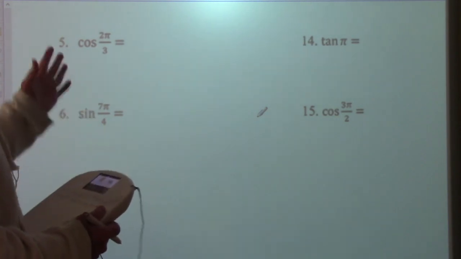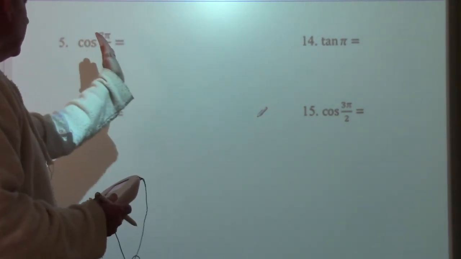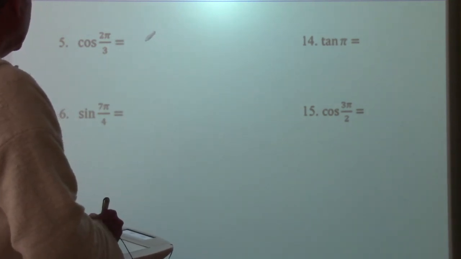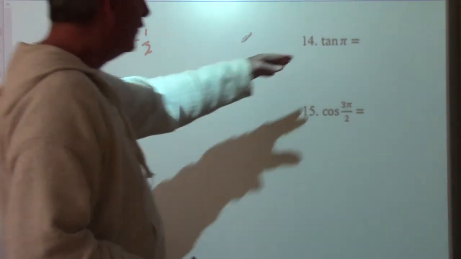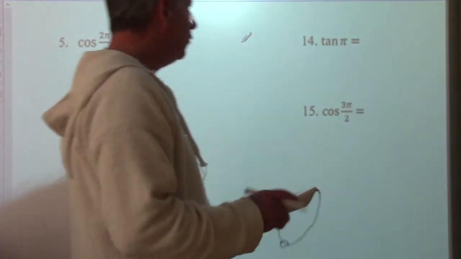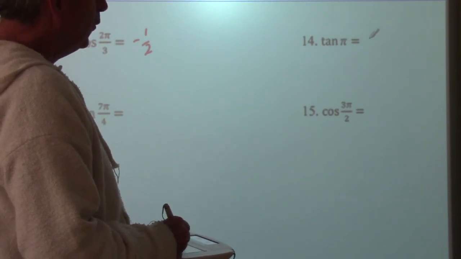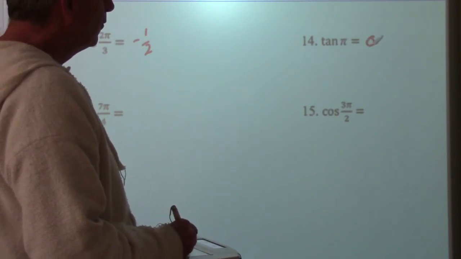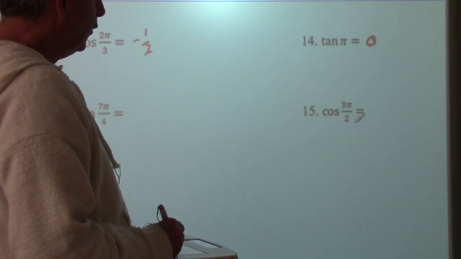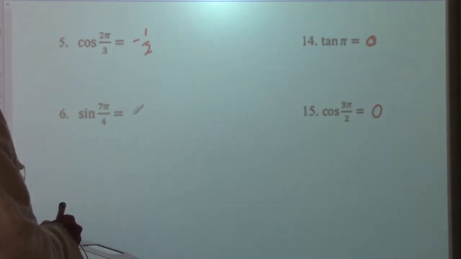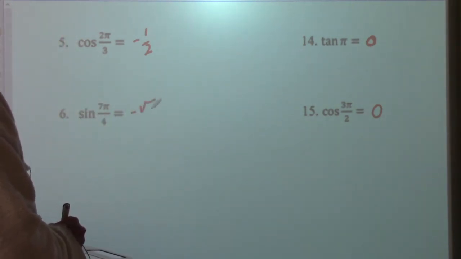Cosine 2 pi over 3, that's going to be right over here. That's going to be negative 1/2. Here you have sine over cosine. Sine is 0 over negative 1. 0 over negative 1 is 0. Cosine of 3 pi over 2, that's going to be 0. This one's going to be negative square root of 2 over 2.